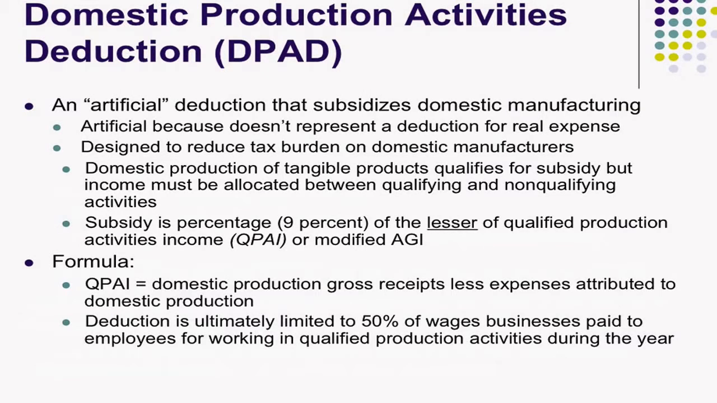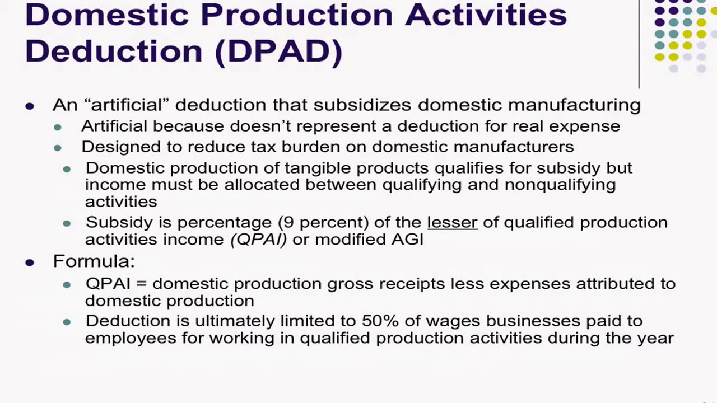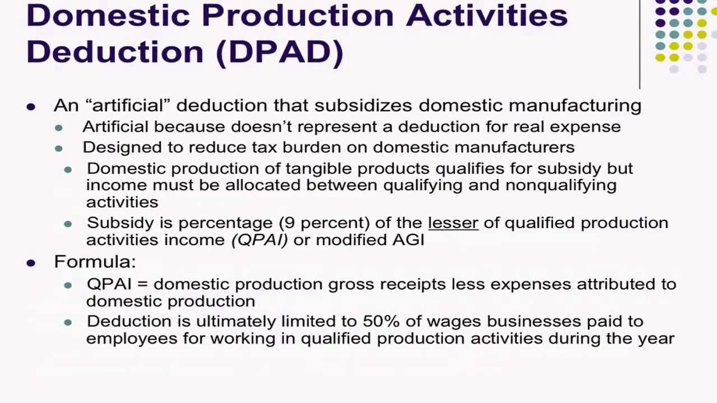So it's a complicated, tricky way. DPAD is a complicated, tricky way, depending on your size. And for small companies, it's not so complicated. Of saying, okay, we're going to encourage domestic manufacturing, and so we're going to give you a 9% break on your income for doing that. And that's all it is. It's an artificial deduction that's just there to help American manufacturing.